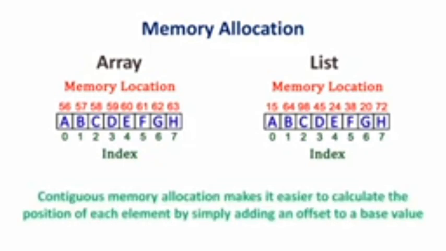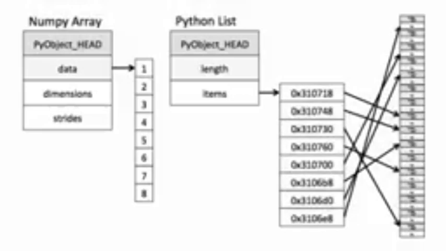Contiguous memory allocation makes it easier to calculate the position of each element by simply adding an offset to a base value. Here the base value is 56 and the offset value is 1. It has to be noted that the memory addresses in real life are actually much more complex than the ones which I have taken in the example. The memory allocation system looks somewhat like this in real life. From here, you can clearly understand that a NumPy array has a much simpler mechanism compared to a Python list.